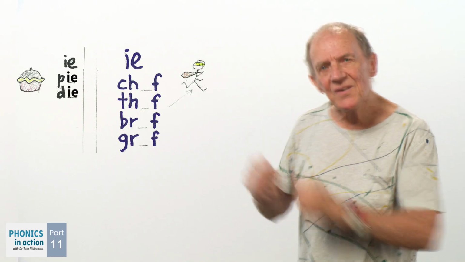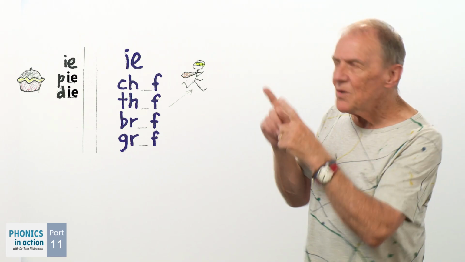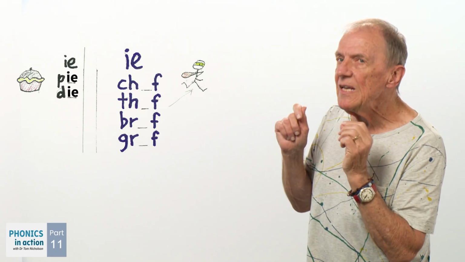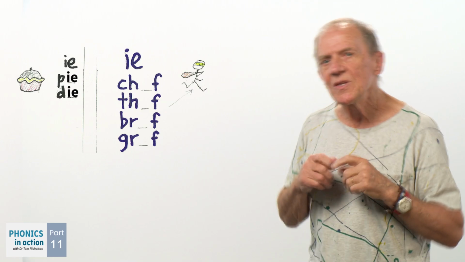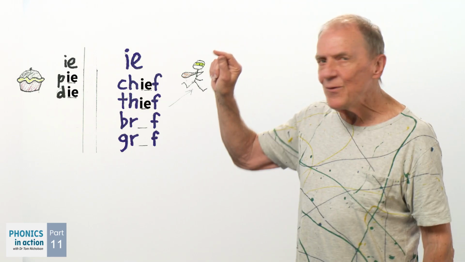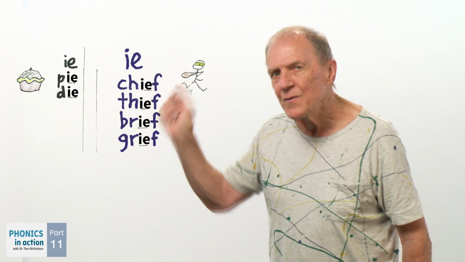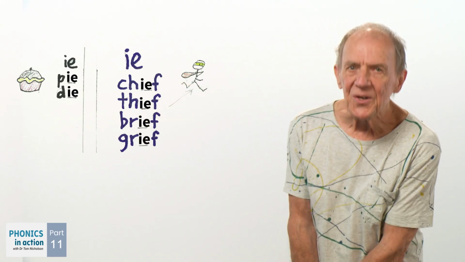Now the second sound, looking at this column, the picture of the thief is a clue to the E sound, thief, E. Let's read the words. Chief, thief, brief, grief. Grief, very good.